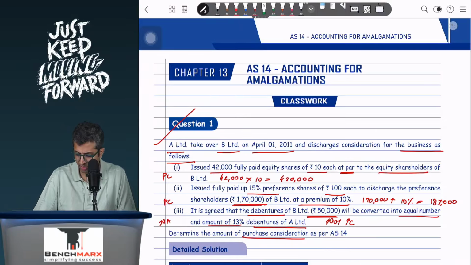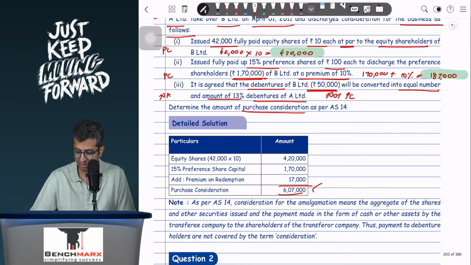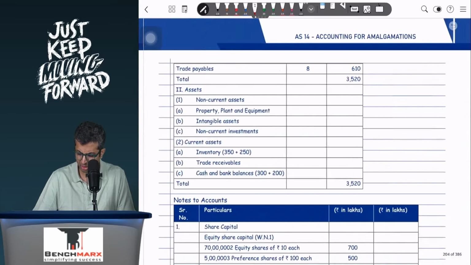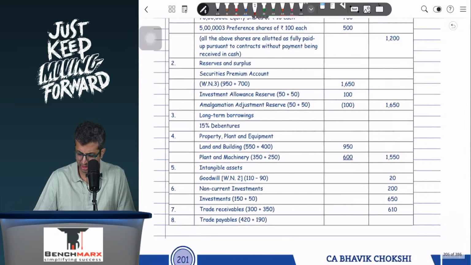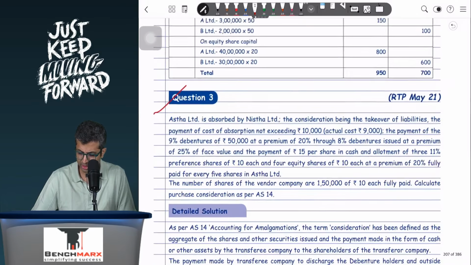So this would be 4,20,000 and 1,87,000, which will come to what? I believe this will come to around 6,07,000. So over here, your total will be 6,07,000. Question number 1. Next, we go to question number 3. Over here, let's say question number 3.